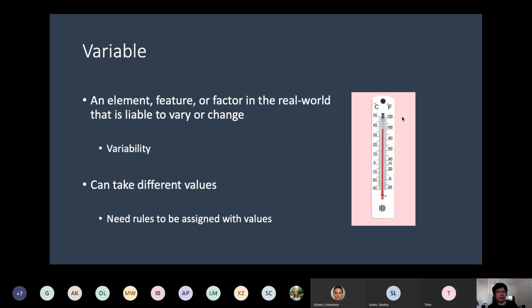Now, these values are assigned according to certain procedures or certain rules. So, for example, a thermometer assigns values, gives you readings of the temperature, based on some kind of physical process that's going on. Or specifically, the volume of the liquid will expand when temperature rises.